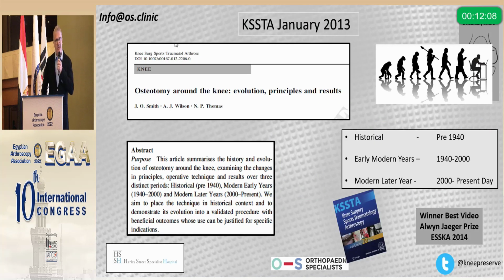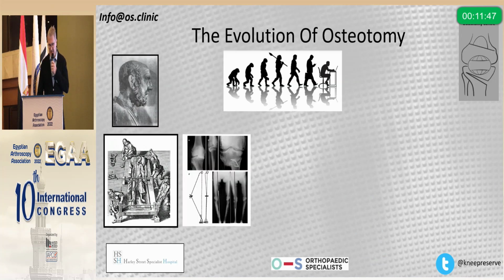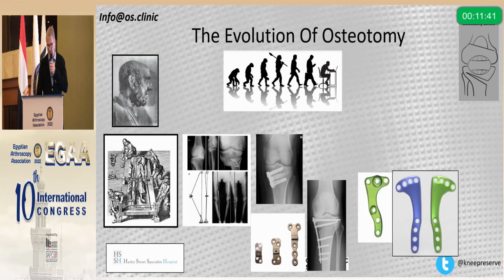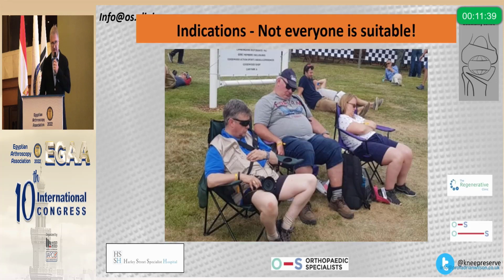We published this paper, and it's still, I think, a valuable paper to read. It's really the history and evolution of osteotomy, where it came from, and we divided it into three periods: historical, pre-1940, early modern years, which took us up to 2000, and then the modern latter years, which is to today. And if we look back at the different images, we can see how osteotomy has evolved from where it was to where it is now.